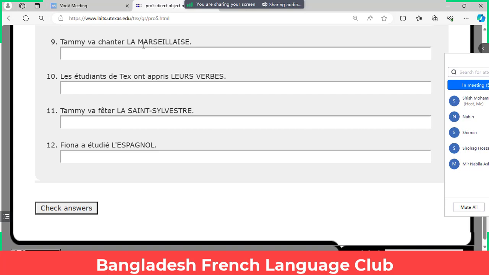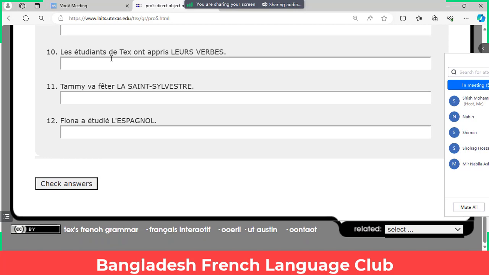Tammy va chanter la Marseillaise. So then Tammy va la chanter, right? La chanter. Les étudiants de Tex ont appris leurs verbes. So, les étudiants ont les appris, or les ont appris. It's plural. Ils les ont appris.